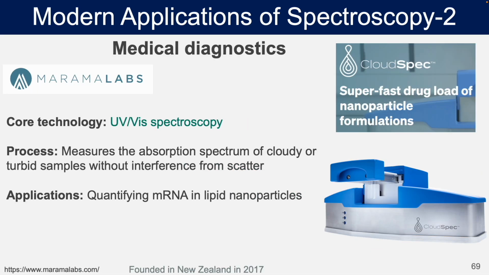Next, medicine. A startup in New Zealand has developed a UV-vis based tool that can measure absorption in turbid or cloudy samples without the distortion caused by light scattering. One powerful application is in quantifying mRNA inside lipid nanoparticles, the exact delivery system used in modern vaccines. Here, spectroscopy provides precise measurements where many other methods fail. It's a perfect example of how fundamental physics supports cutting-edge medicine.